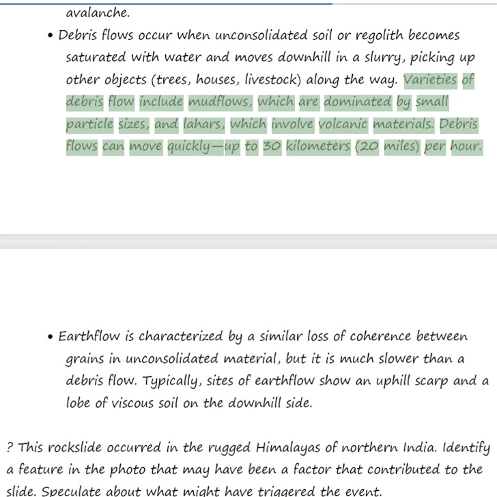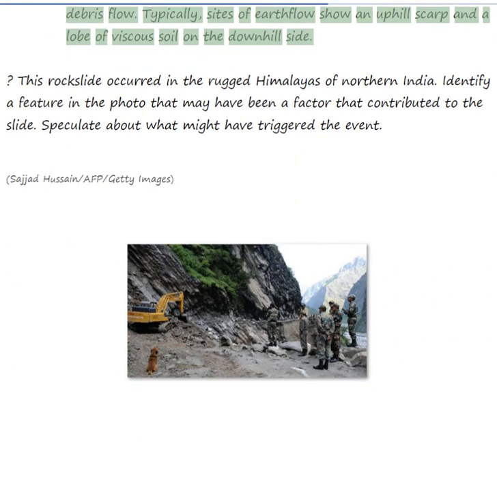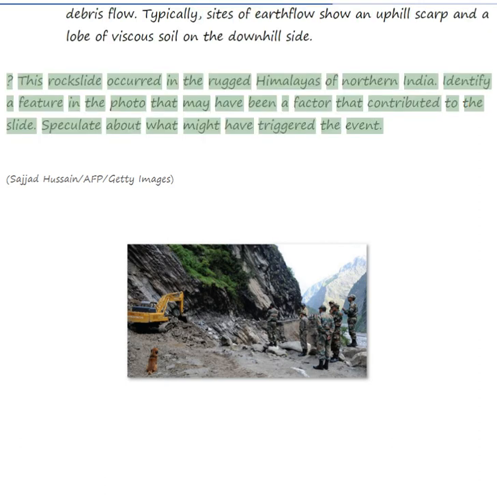Varieties of debris flow include mudflows, which are dominated by small particle sizes, and lahars, which involve volcanic materials. Debris flows can move quickly, up to 30 kilometers per hour. Earth flow is characterized by a similar loss of coherence between grains in unconsolidated material, but it is much slower than a debris flow. Typically, sites of earth flow show an uphill scarp and a lobe of viscous soil on the downhill side. This rockslide occurred in the rugged Himalayas of northern India.